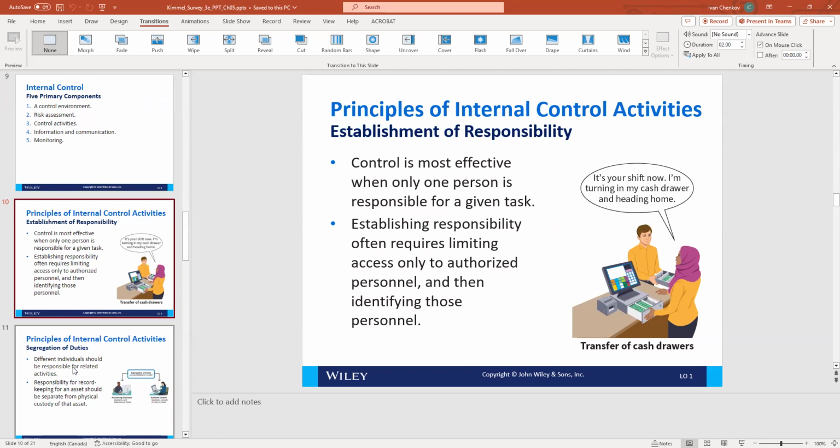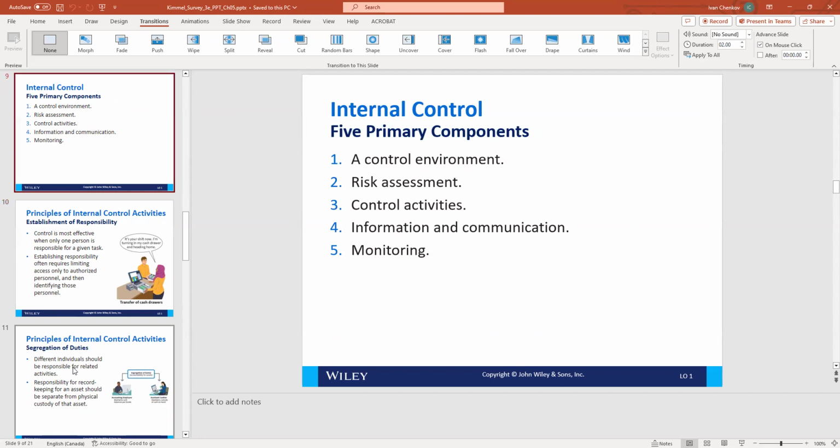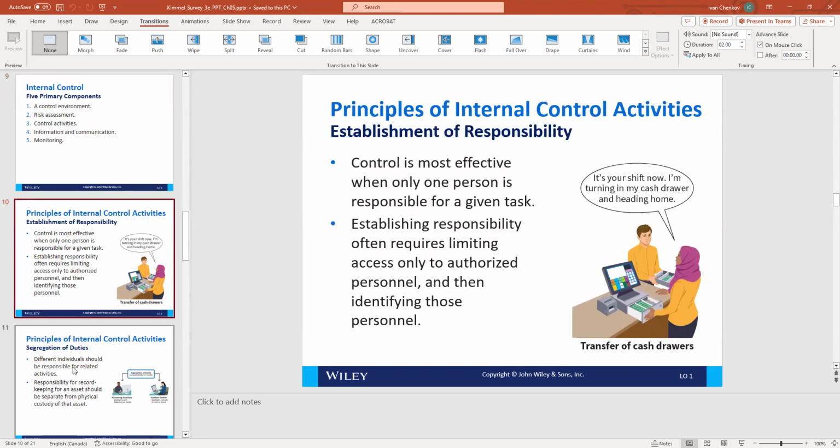Which are the principles of internal control activities? First one is establishment of responsibility. How can we do that? Well, obviously, through communication. First we have to assess the control environment. Then once we assess the risk, once we find the control activity, we have to inform and communicate the responsibility to the individual who will be responsible for the operation or for the duty that he has to perform in order for the company to achieve its goal or objectives.